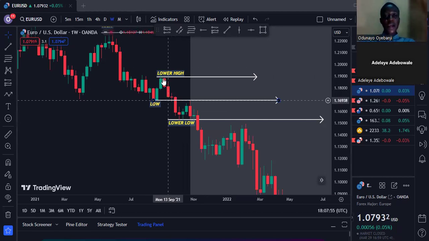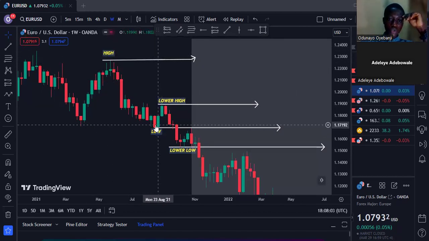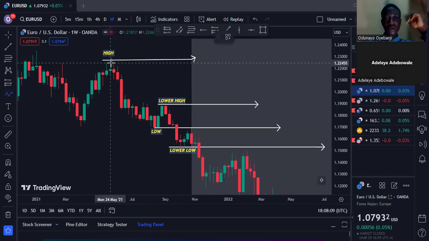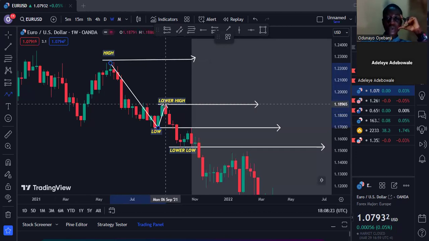So now let me take it again. I said we had the high here, right? We had the high here. So from the high, we came downwards to this low, right? Now from this low, let me use this arrow. We came all the way from this high down to a low. From this low, we went upward to a new high, but this new high is lower than the previous high. So we call it a lower high. Are you with me?